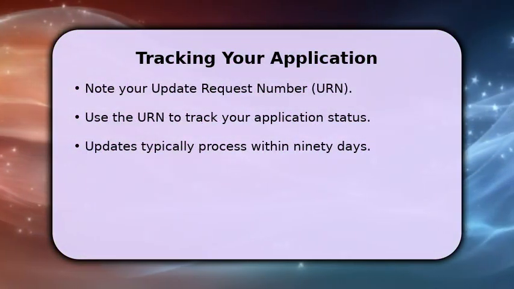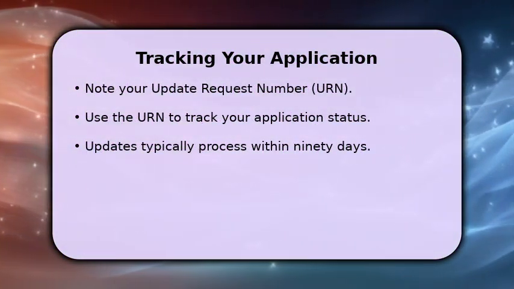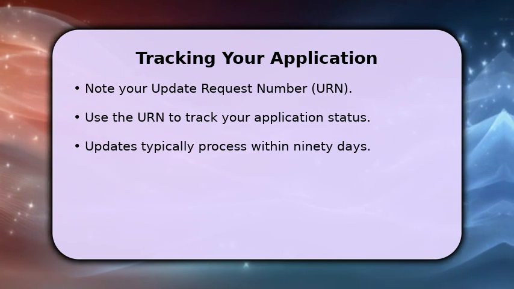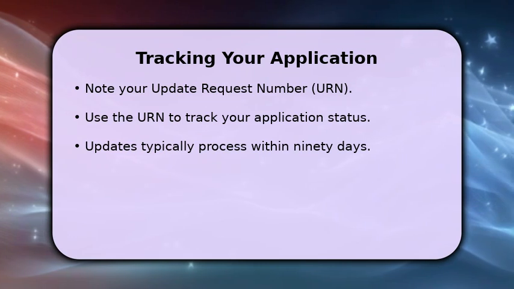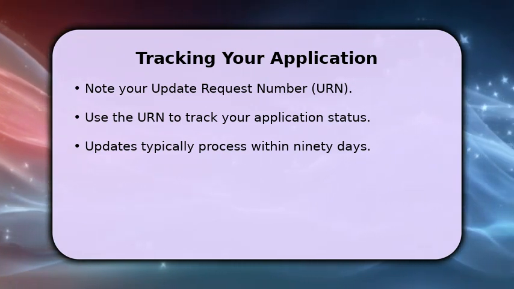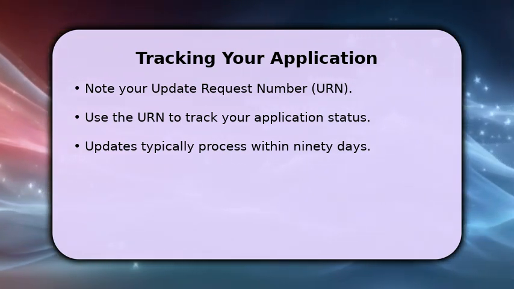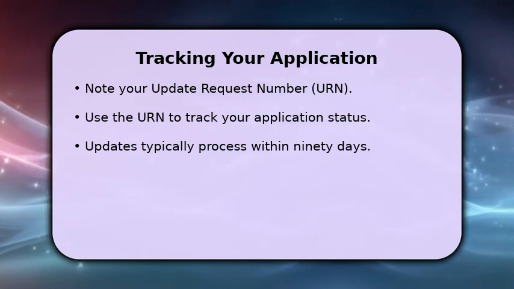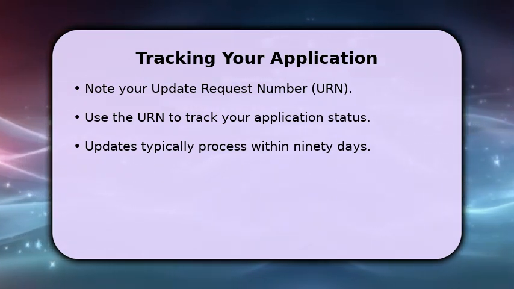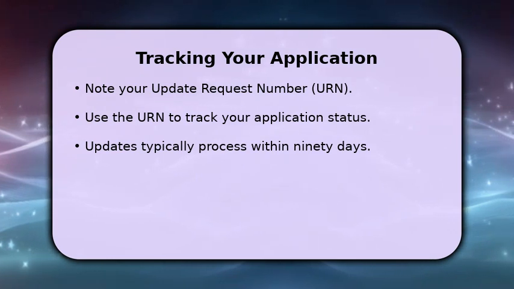After successful submission and payment, you will receive an update request number, or URN. It is essential to save this number. You can use your URN on the UID portal to track the real-time status of your name change application. Most updates are processed within a period of 90 days, after which your updated Aadhar card will be generated.